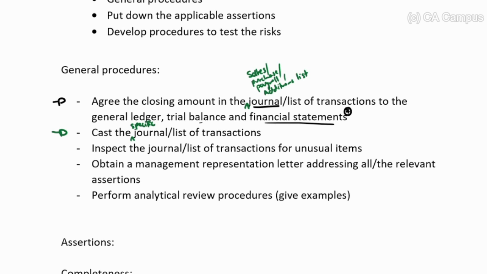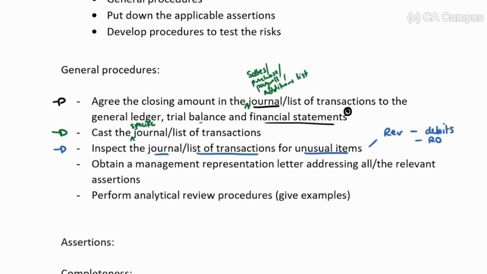Okay, then once again, before I select my samples, I want to make sure that there's nothing in that journal that potentially shouldn't be there. So all I have to say is go and inspect the journal or the list of transactions for any unusual items. And you can be specific here. If you were doing revenue, you could say for any debits, because you expect there shouldn't be. Or you could say for any zero amounts, because that doesn't really make sense. But you don't also have to be specific. You can just get the 1 mark for saying unusual items.